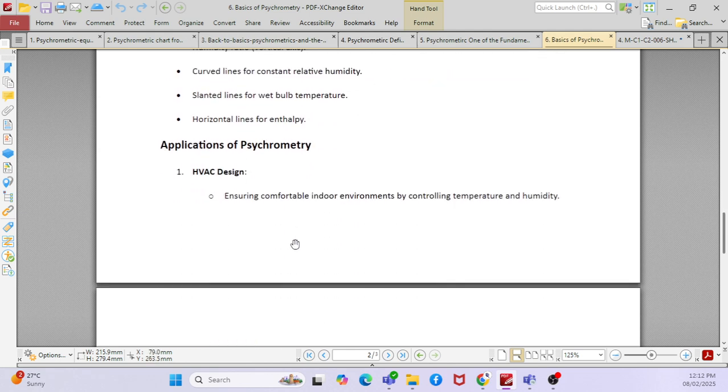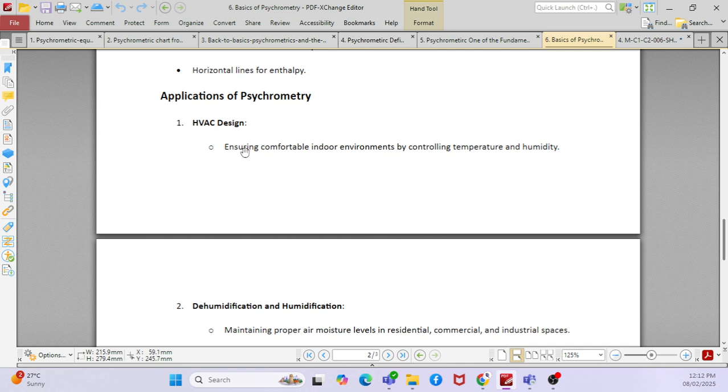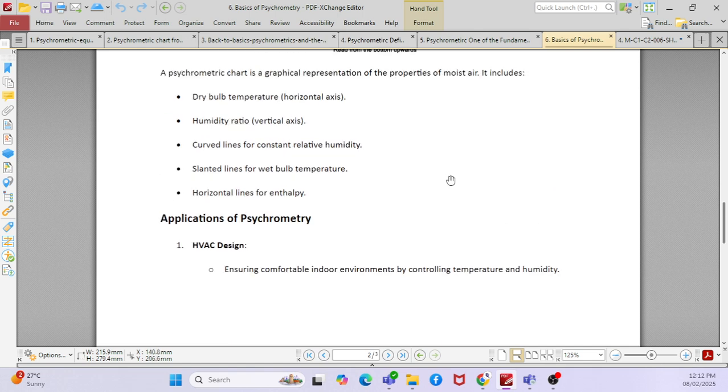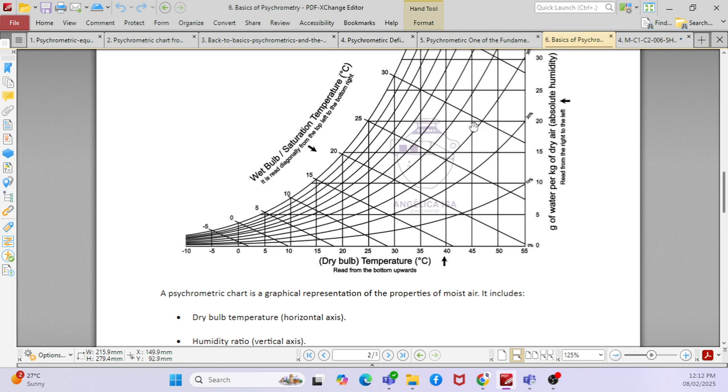Now the application of psychrometry. Why is psychrometry important for HVAC design? Ensuring a comfortable indoor environment by controlling temperature and humidity. If you find out the properties of your air, then you will come to know how to condition that air. For example, if you know how much moisture, how much dry air, and what the relative humidity is, then you are able to condition it, right? For example, if you are a manufacturer and you try to design the fan coil unit or design the AHU, you should know the condition of the air and how you are going to treat it. Then only can you design your coil condition, correct?